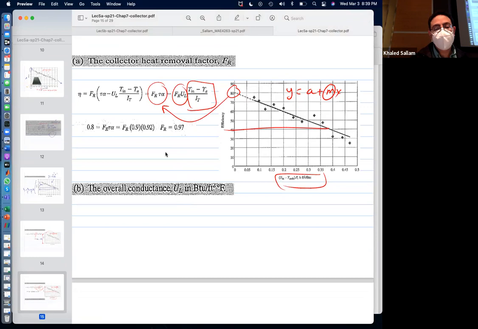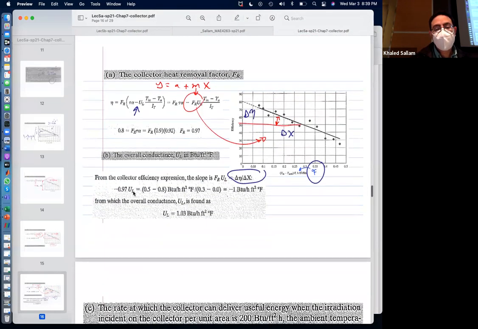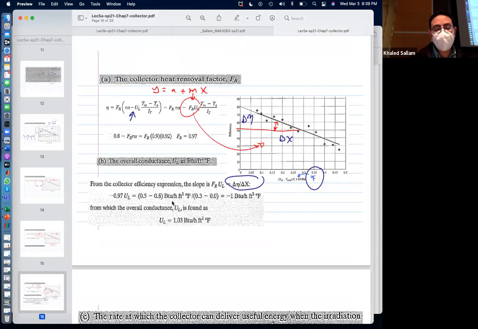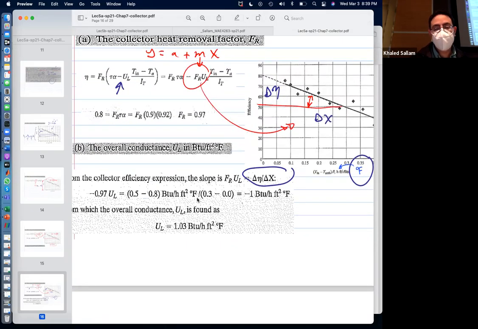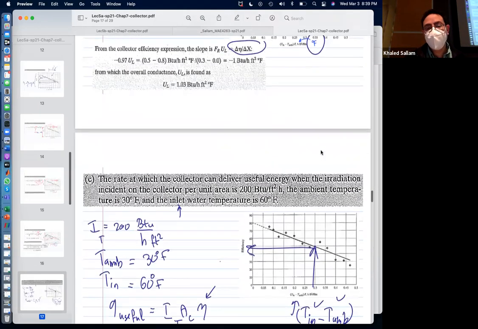So BTU per hour. Anyway, he will calculate the slope, and he tells us the slope is FRUL here. So he's saying it's delta Y over delta X. And see, he's calculating it right this time: BTU per hour feet square degree Fahrenheit. And so he ended up saying, well, then my UL is this much BTU per hour per feet square degree Fahrenheit. Make sense? All this is just to make us familiar with the equation and see how this equation is getting plotted. That's basically the point here.